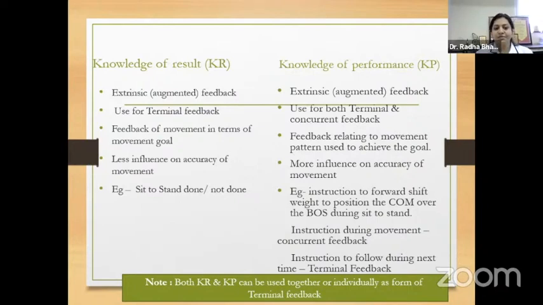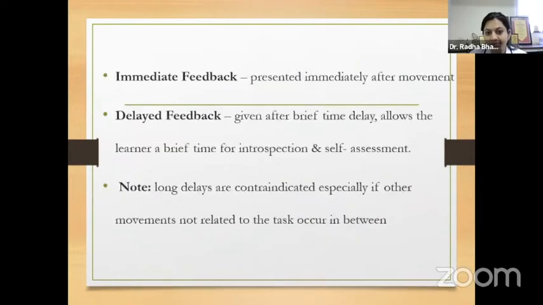Knowledge of result, as we said, is whether the goal is achieved or not achieved. Knowledge of performance is how well or how accurately the goal is achieved. We should note that both knowledge of result and knowledge of performance can be used in terminal feedback, individually or together. You can tell your patient at the end of the movement that yes, you did the movement, you have achieved your goal, but this can be done. So you are using both KR and KP in the terminal feedback.